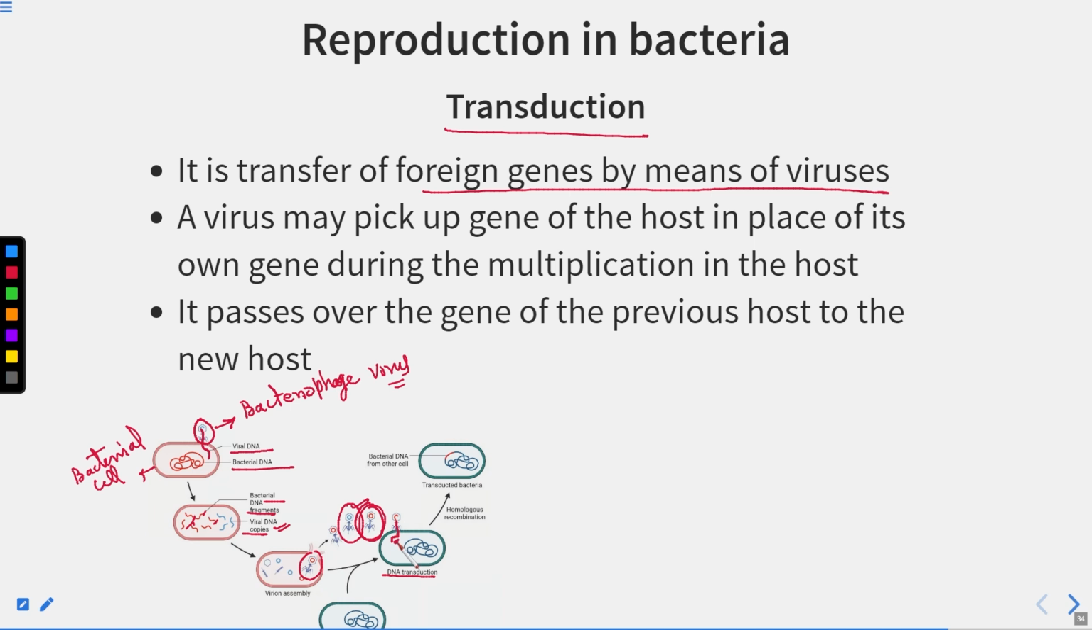Now this DNA is of whom? Virus or bacteria? It is of bacteria, right? So here you can see this DNA fragment of the bacteriophage virus that contains the bacterial DNA gets incorporated into the genome of the bacteria and becomes part of it. Again, this is a type of genetic recombination, right?